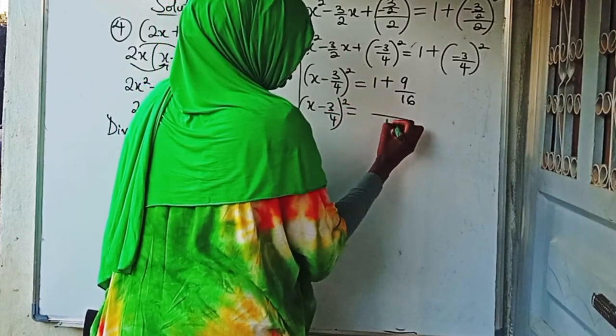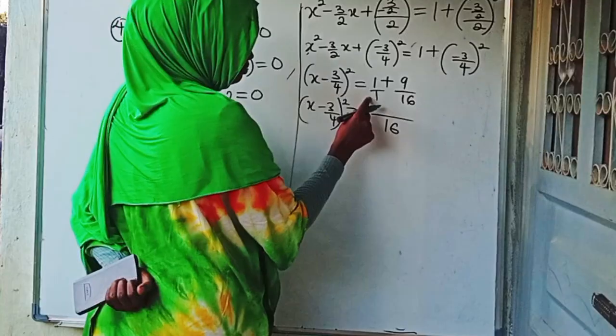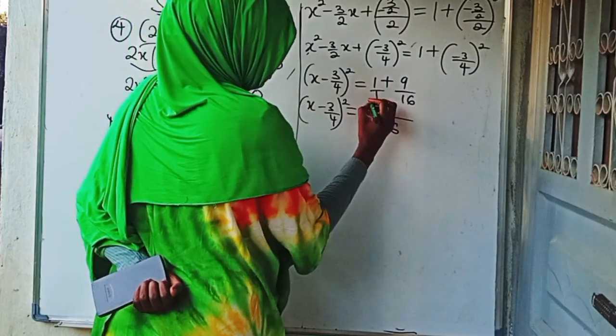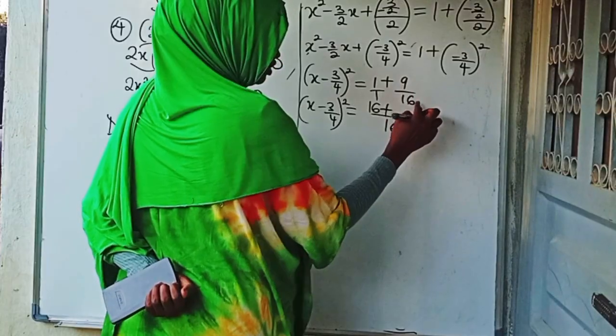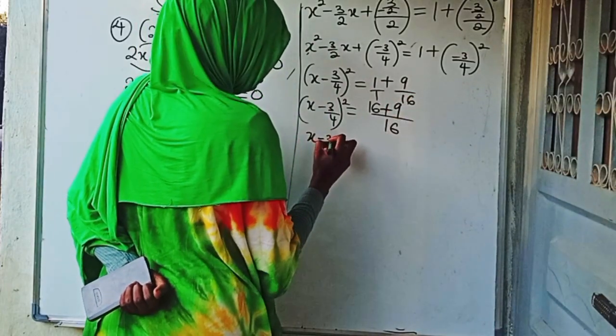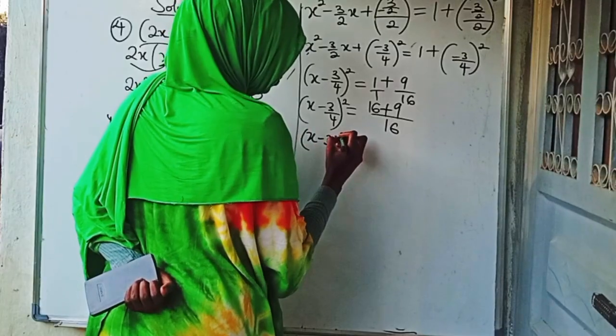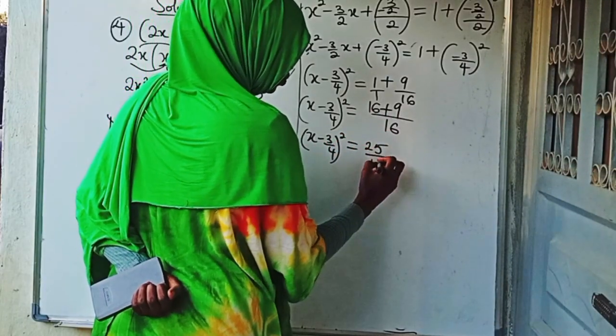So let's simplify this. This is same as saying 1 over 1. So the outside is 16. 16 divided by 1 is 16, times 1 is 16, plus 16 divided by 16 is 1, times 9 gives us 9. So here we're going to have x minus 3 over 4 whole squared is equal to 16 plus 9, which gives us what? 25 over 16.